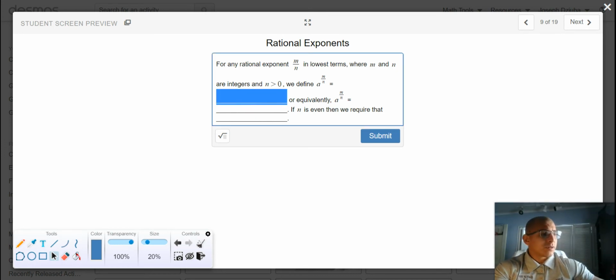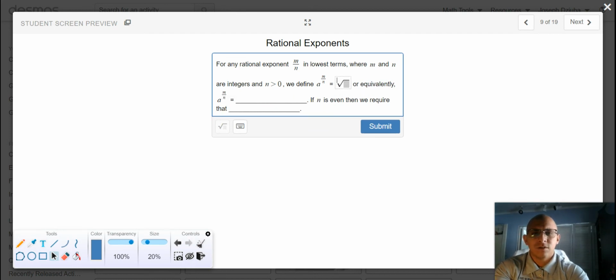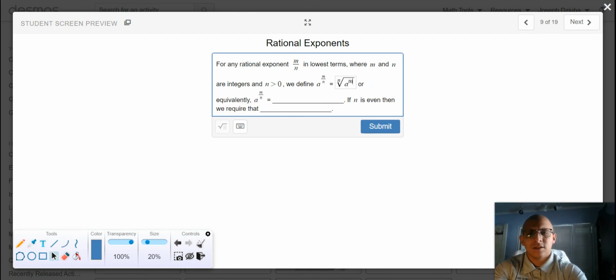Brings us to our final topic for today's content, or I think second to final topic, actually. For any rational exponent, m divided by n in lowest terms, where m and n are integers, and n is greater than 0, because if it's 0, it's no good. We define a to the m over n as the nth root of a to the m. So the numerator represents the exponent of our base value, and the denominator represents the index of our radical function.